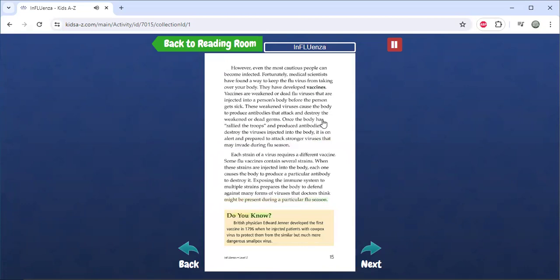Do you know? British physician Edward Jenner developed the first vaccine in 1796 when he injected patients with cowpox virus to protect them from the similar but much more dangerous smallpox virus.